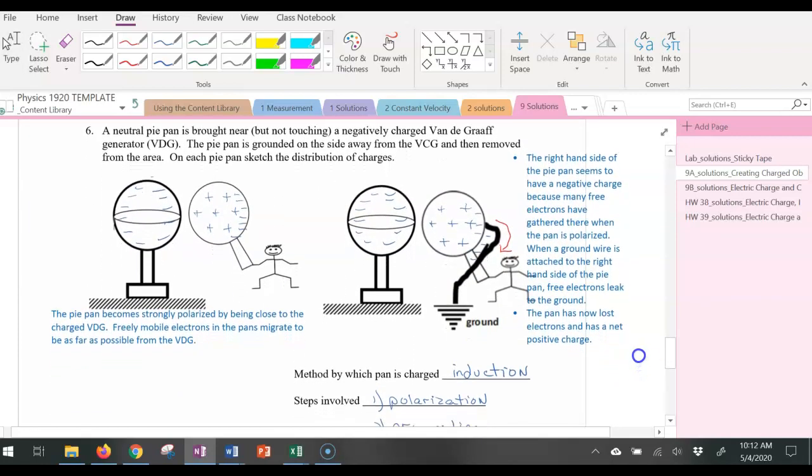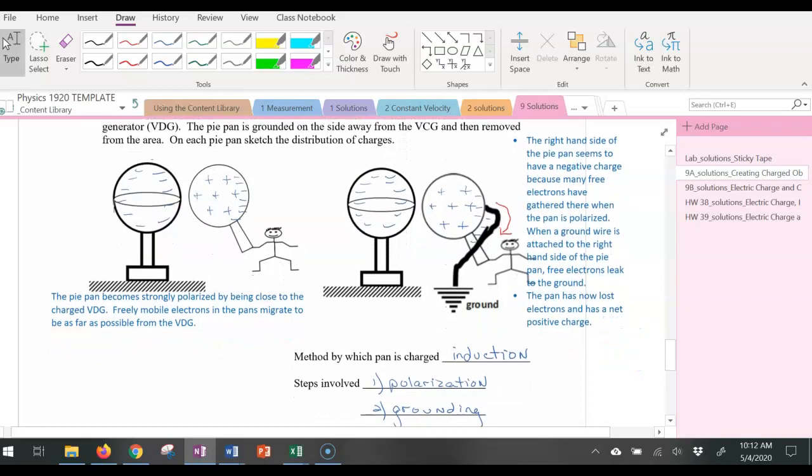Okay. In number 6, Mike brings a single pie pan that's initially neutral close to, but not touching, a negative Van de Graaff generator. And we've seen before that the metal pan becomes strongly polarized because it's close to this very charged object. And so its freely mobile electrons migrate to the right-hand side of the pan to be as far as possible from the Van de Graaff generator.